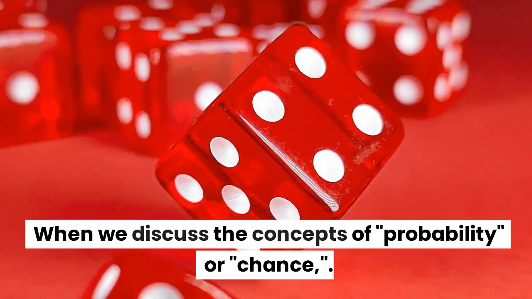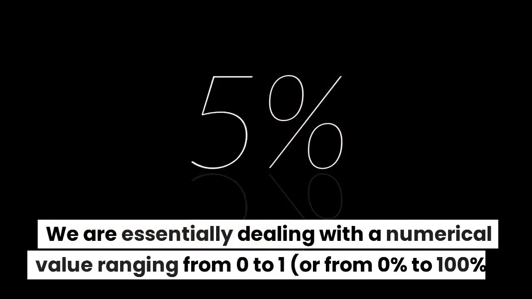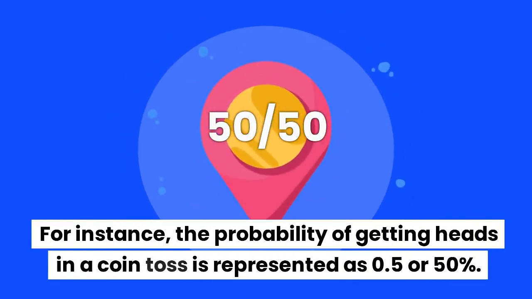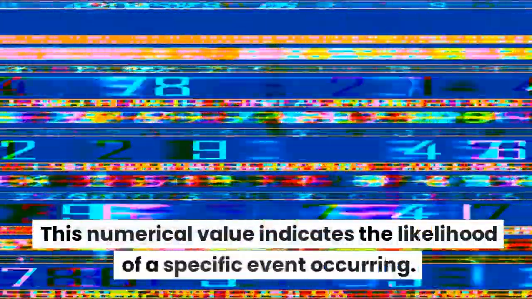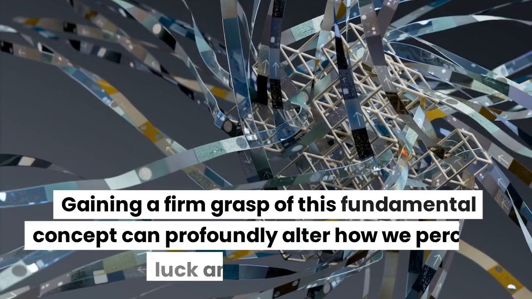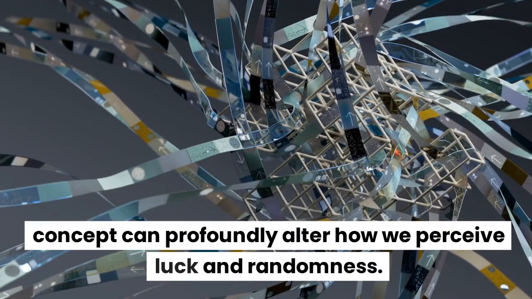When we discuss the concepts of probability or chance, we are essentially dealing with a numerical value ranging from 0 to 1, or from 0% to 100%. For instance, the probability of getting heads in a coin toss is represented as 0.5 or 50%. This numerical value indicates the likelihood of a specific event occurring. Gaining a firm grasp of this fundamental concept can profoundly alter how we perceive luck and randomness.